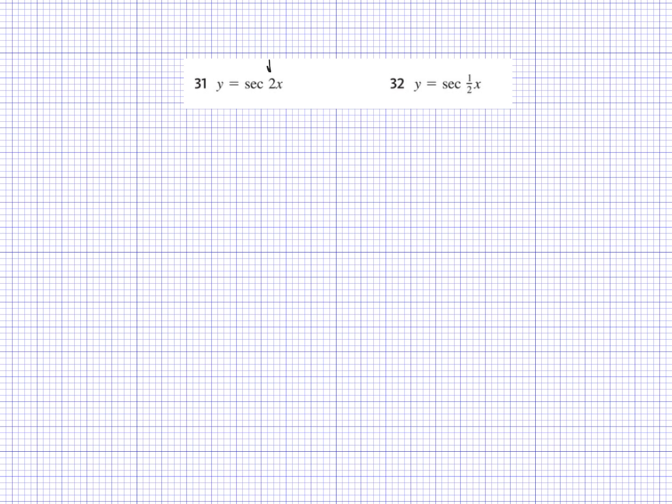Number 31, you have an amplitude of 1 here. And your period is 2 pi over 2, or just pi. So we're shrinking to half of the distance. All right, so let's draw. We are not shifting at all.